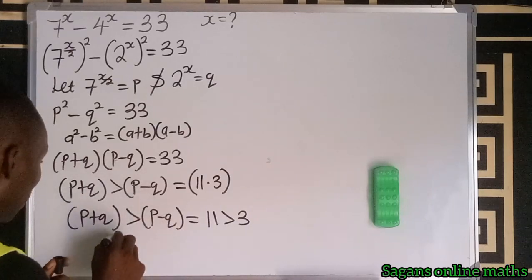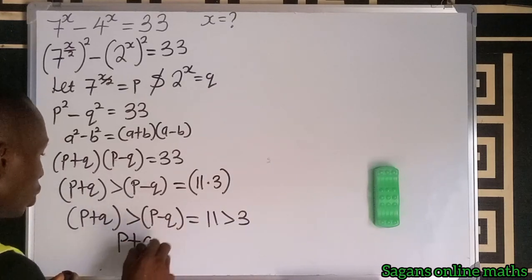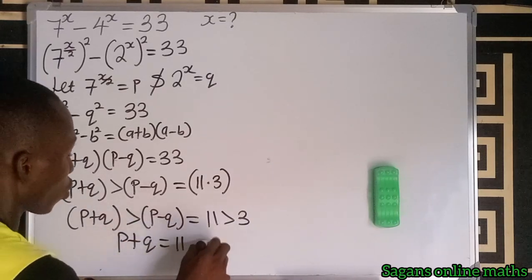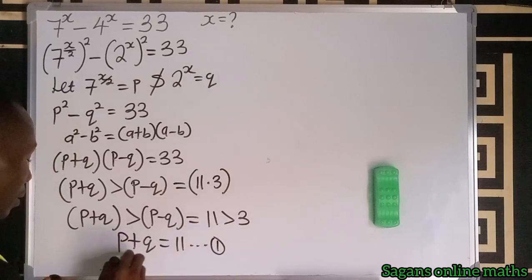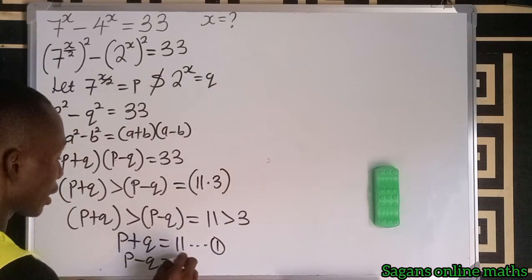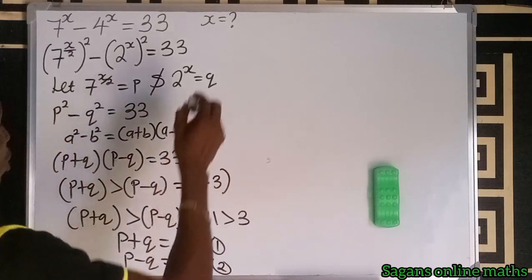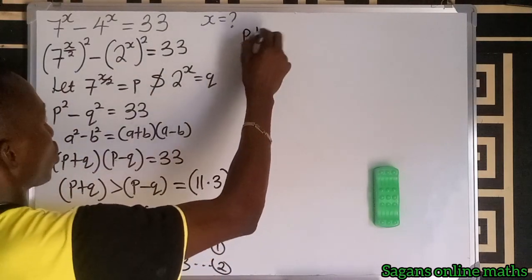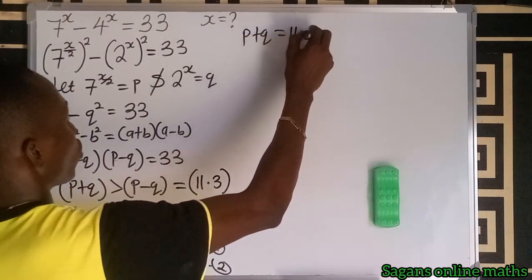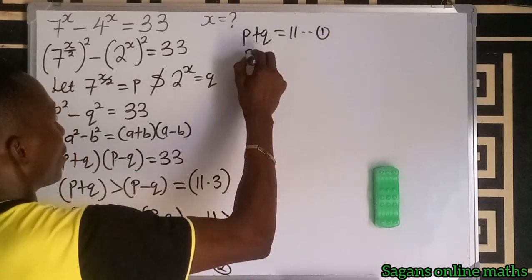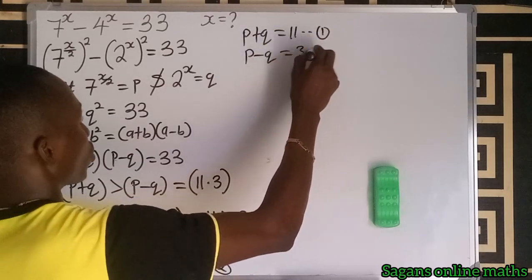By equating this, consider p plus q equals 11, and call this equation 1, and p minus q equals 3, and call this equation 2. From here we have p plus q equals 11, which is equation 1, and p minus q equals 3, which is equation 2.